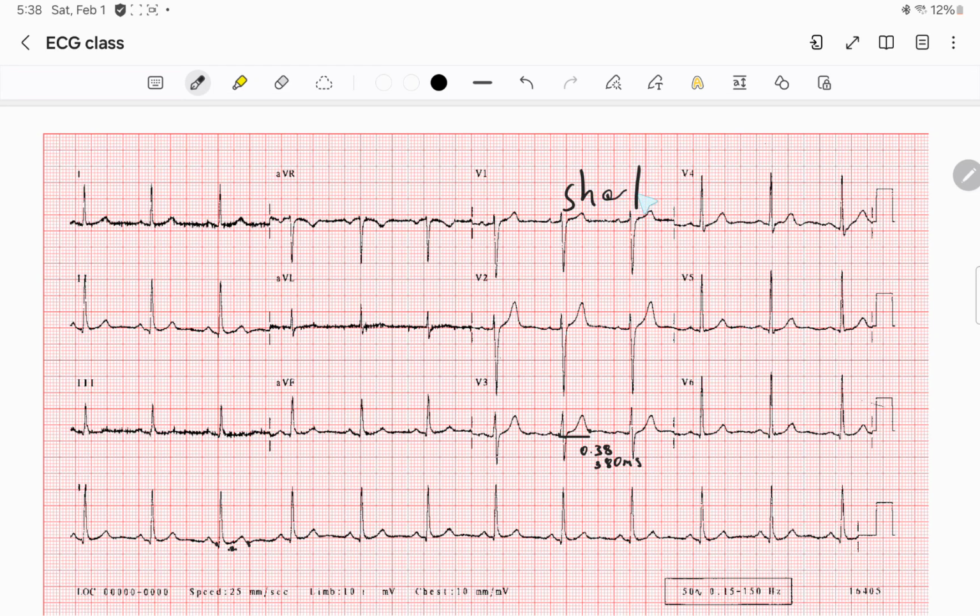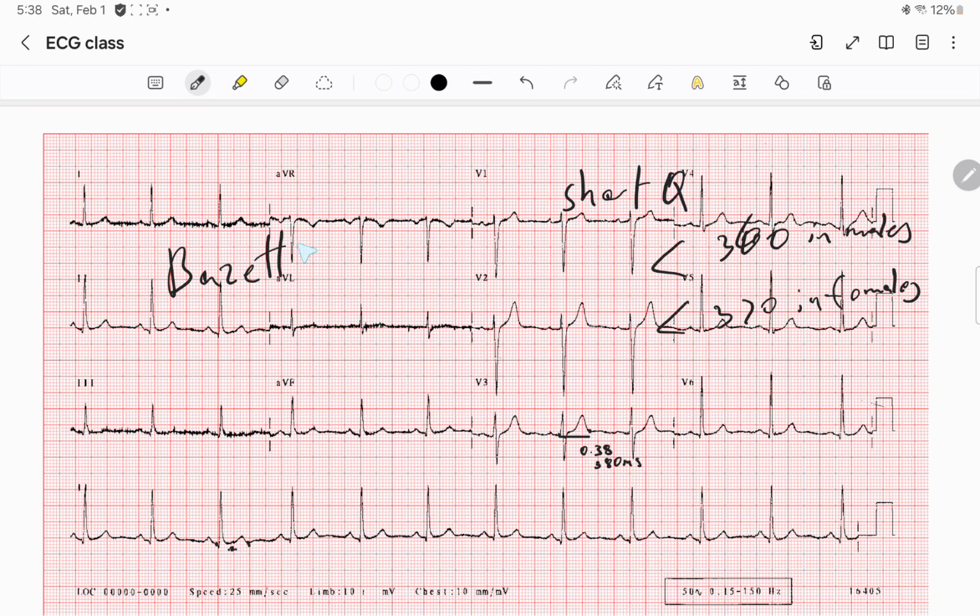So short QT is less than 360 in males, and less than 370 in females. So this is a normal QT. Now let us calculate the corrected QT. To do so, we'll use Bazett's formula.